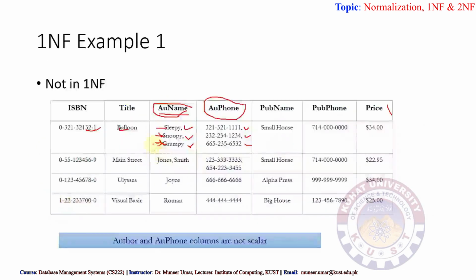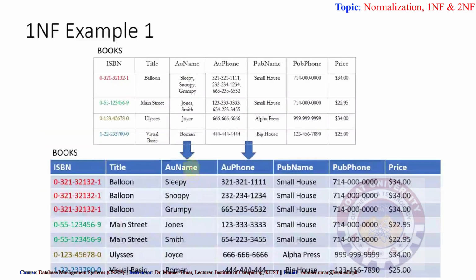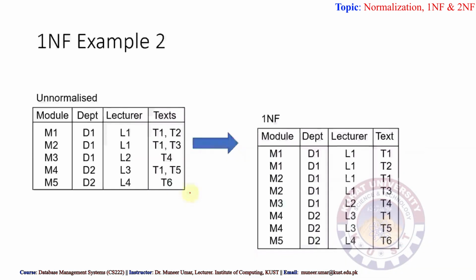So this table has been converted into this table. Now this table is in first normal form. You can look into these two tables. This one is unnormalized and this one is now in first normal form. Then we have example number 2.